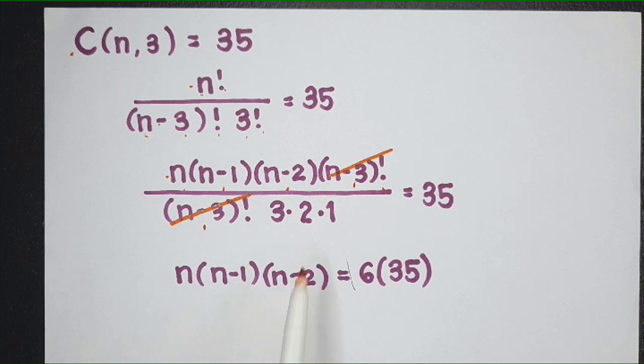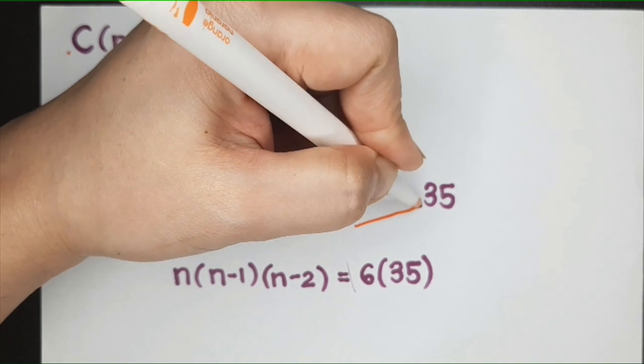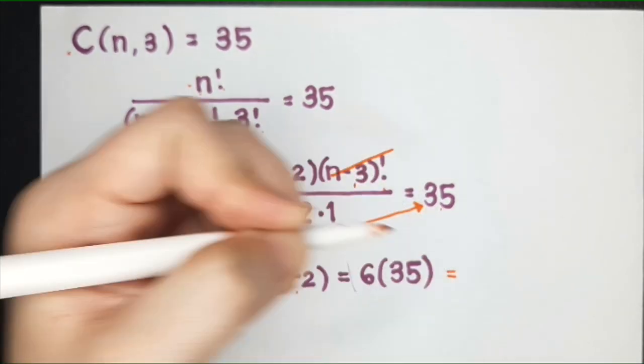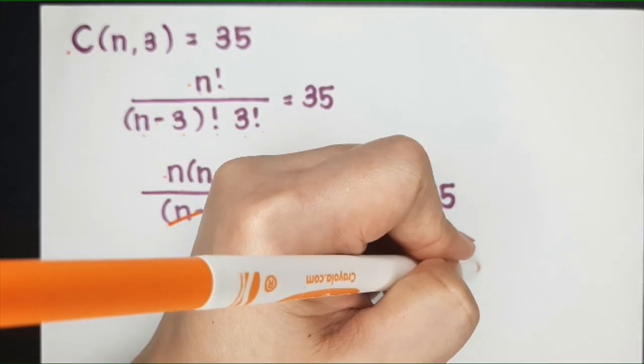Okay? And then, what is 3 times 2? 6. Okay? So, sana marunong na kayong mag-cross multiply. Okay? So, that's 6 times 35. So, kaya naging ganito. Okay, tapos I just copied n times n minus 1 times n minus 2. Okay, what is 6 times 35? Sige nga. 6 times 35 equals 210.